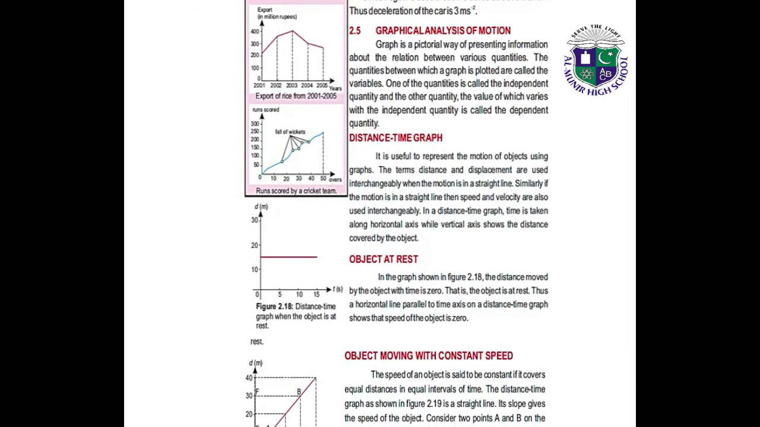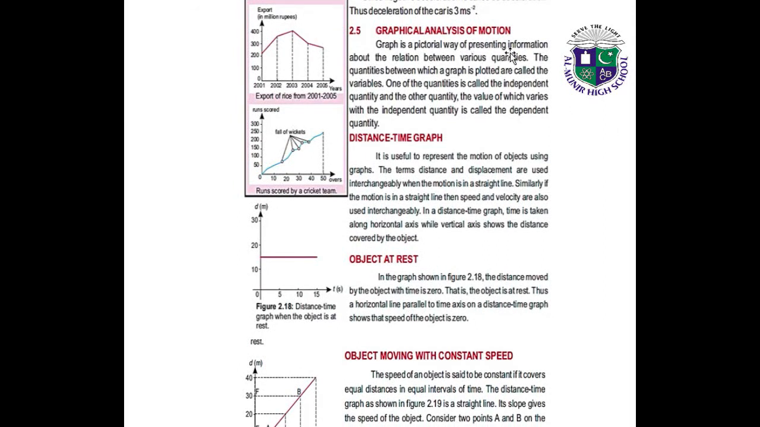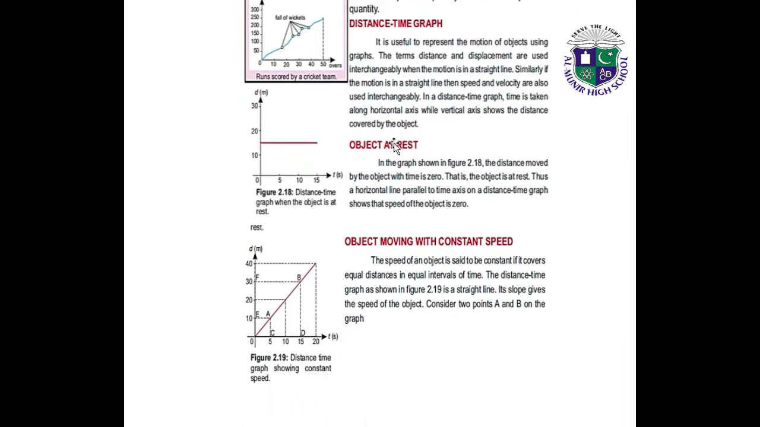Graphical analysis of motion. A graph is a pictorial way of presenting information about the relation between various quantities. The quantities between which a graph is plotted are called the variables. One of the quantities is called the independent quantity, and the other quantity, the value of which varies with the independent quantity, is called the dependent quantity, as shown in this figure. First of all, we will study the distance time graph. This graph is for the object at rest, and this graph is representing the object moving with constant speed.